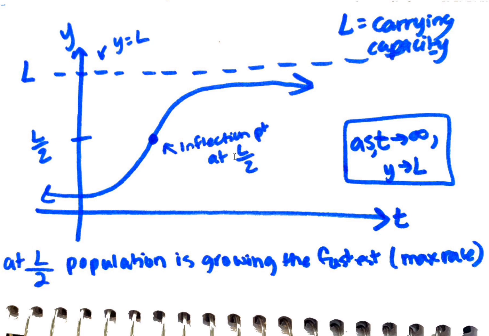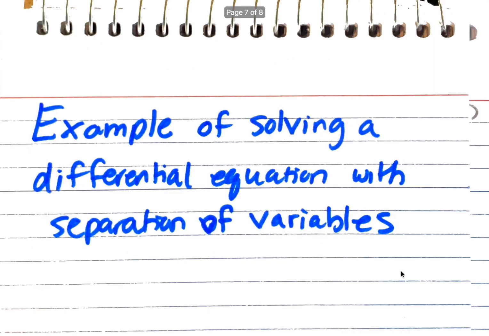So whenever the question asks you where the number is growing the fastest, you will say L over 2, whatever that L is. And as t goes to infinity, y goes to L. And at L over 2, the population is growing the fastest, which is the maximum rate, just as I said before.